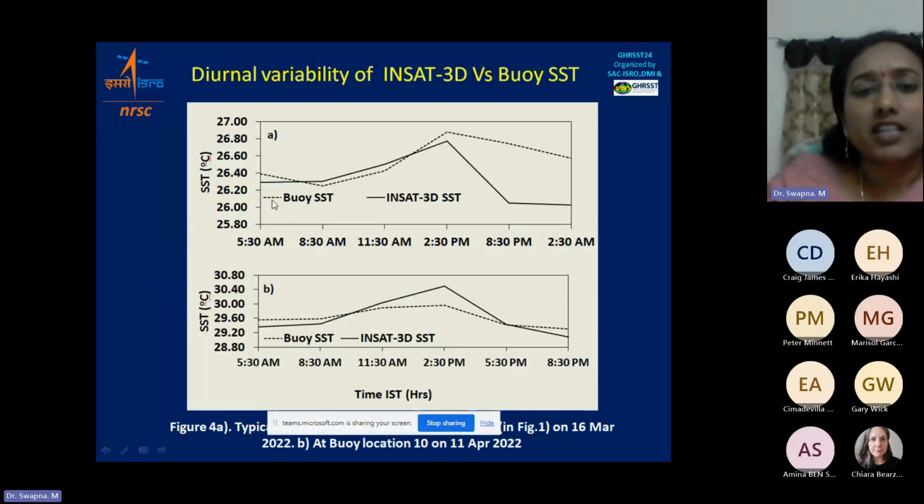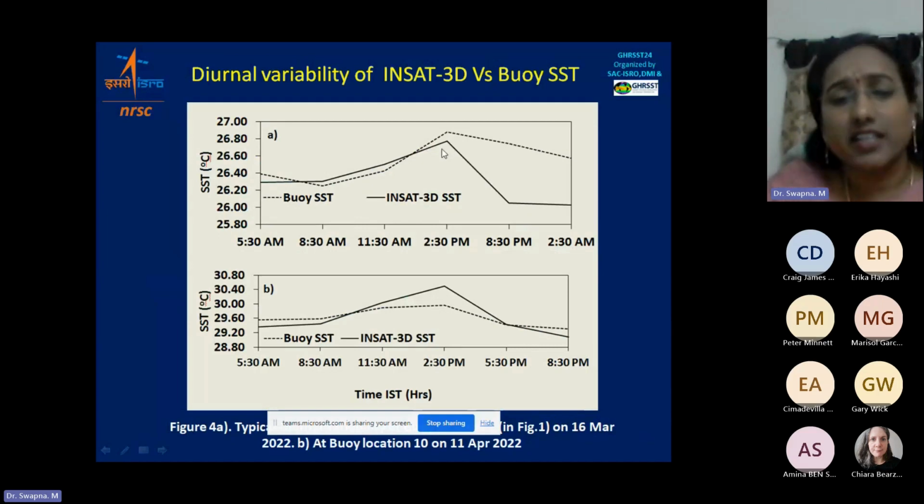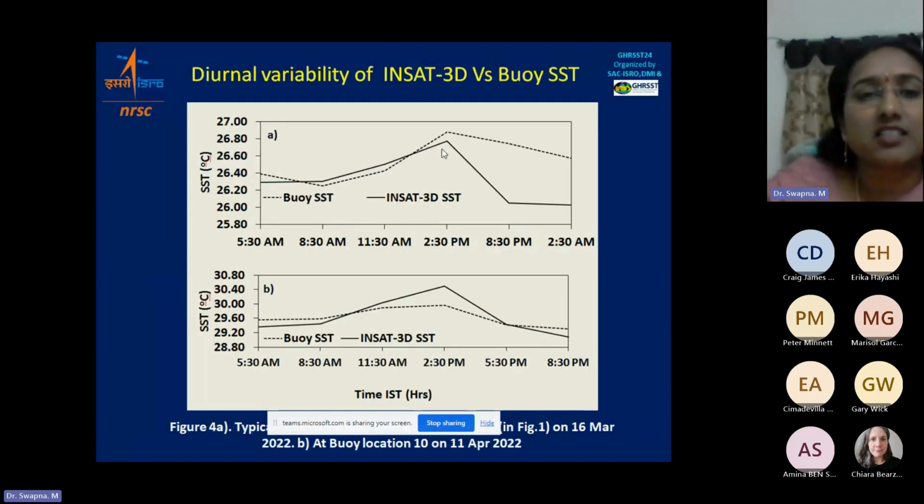As you see, these are the typical diurnal variability at the buoy locations mentioned in my second slide. The dotted line shows the buoy SST observations, whereas the line profile shows the INSAT-3D SST. More or less, both of them are representing well with minor differences of around 0.2 to 0.5 degree. They are following a similar pattern.